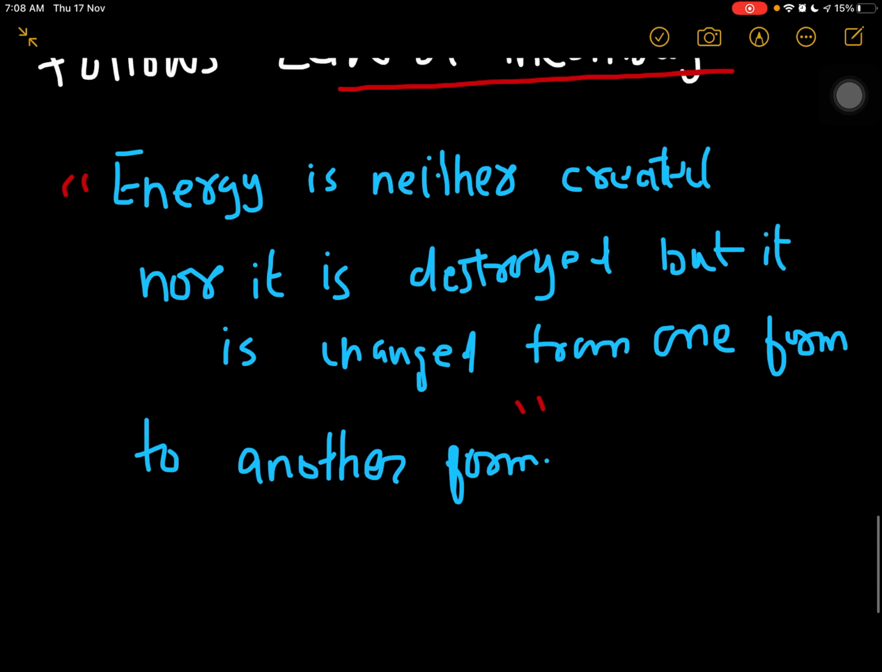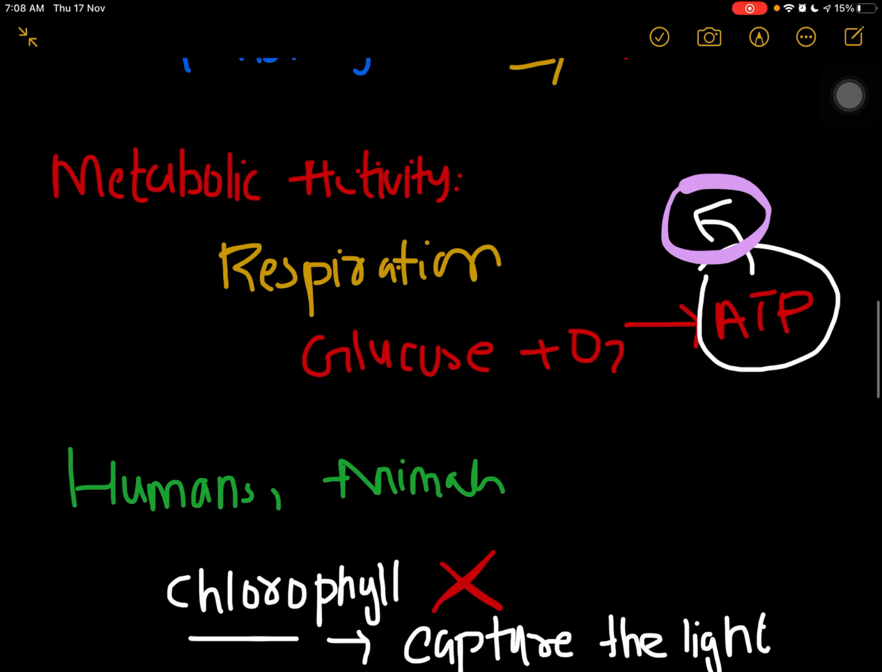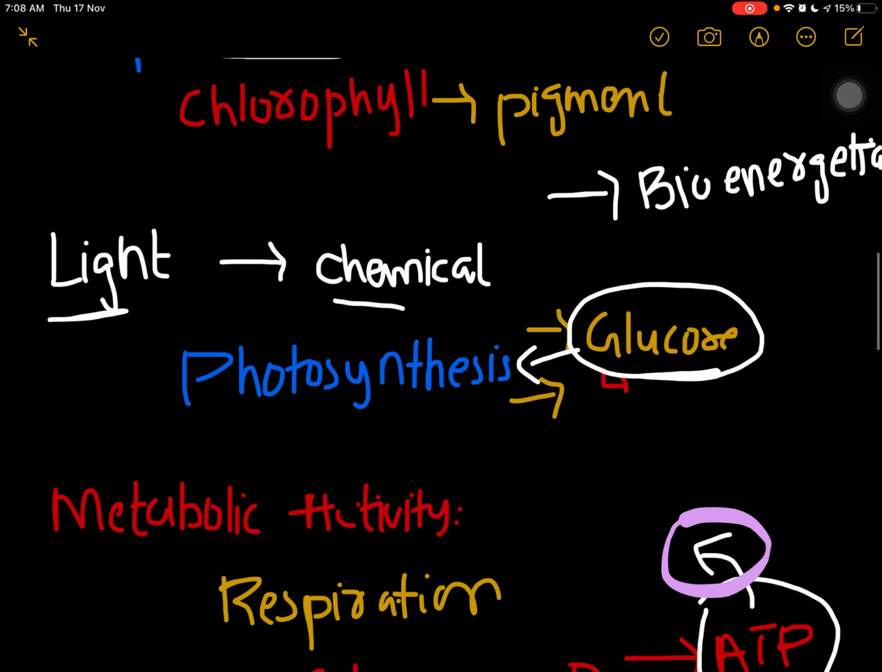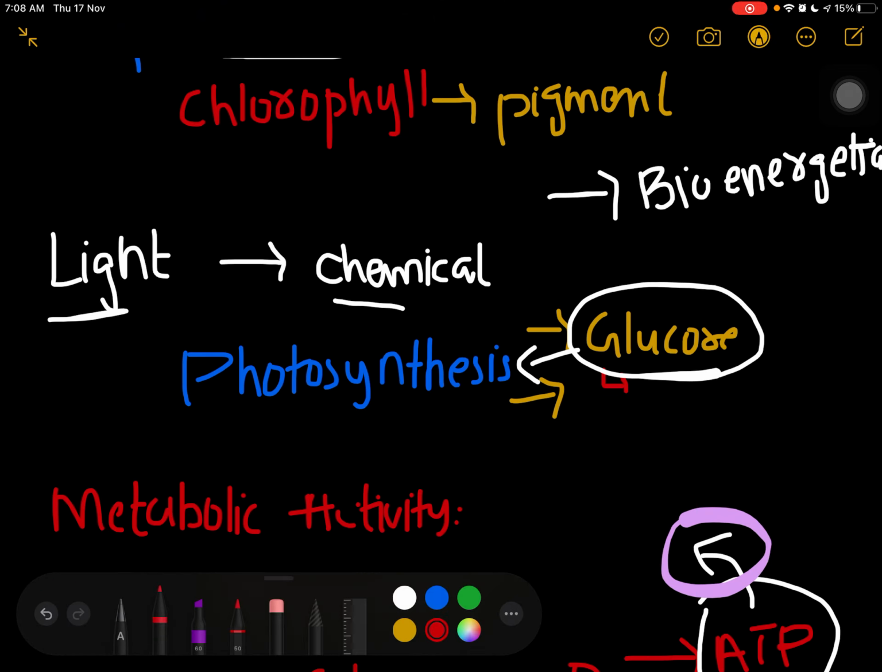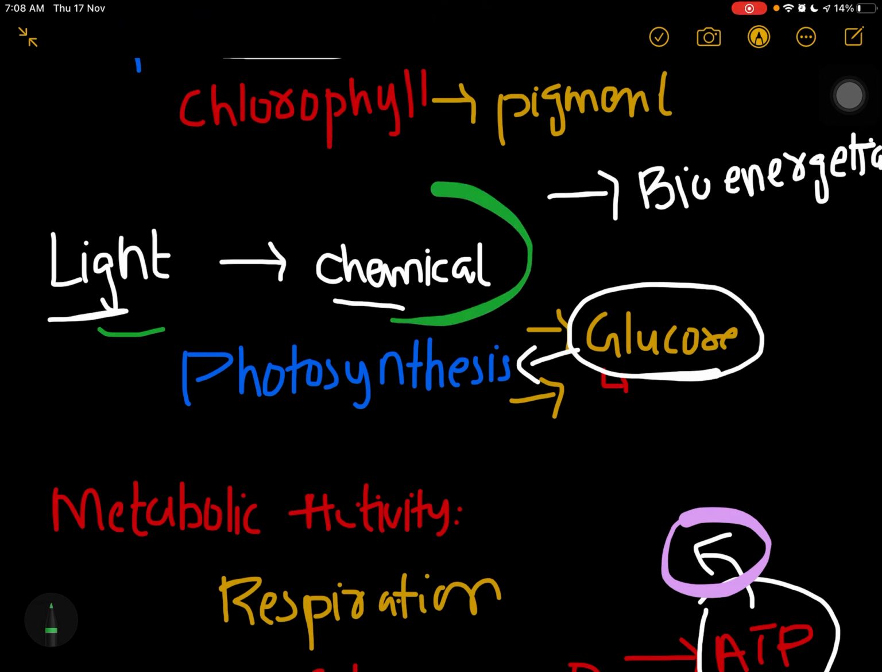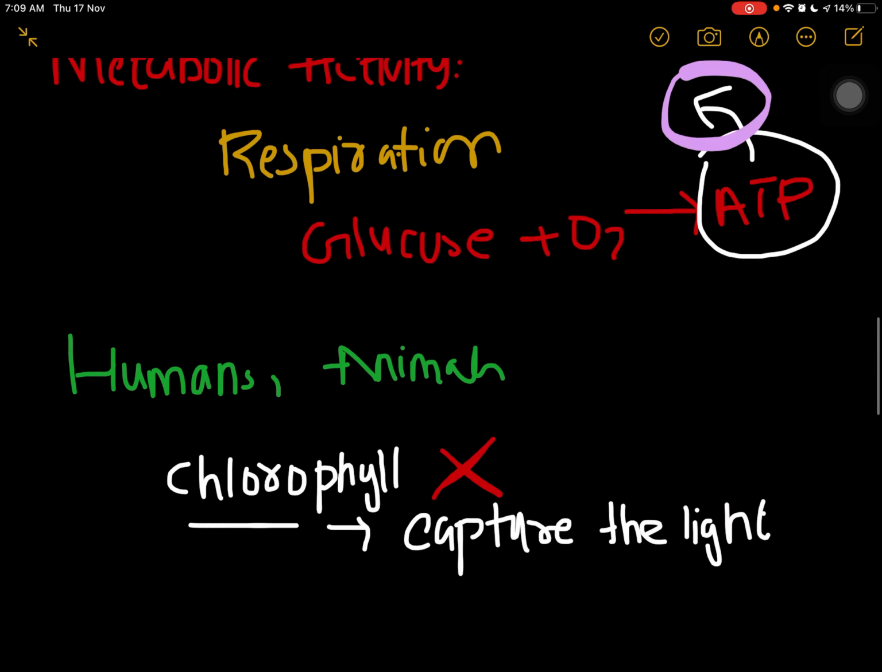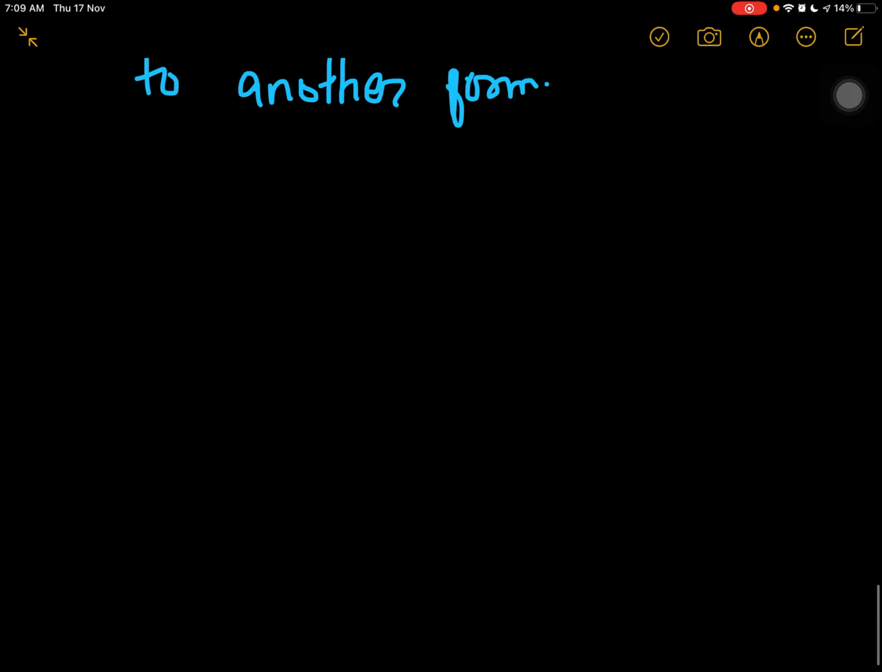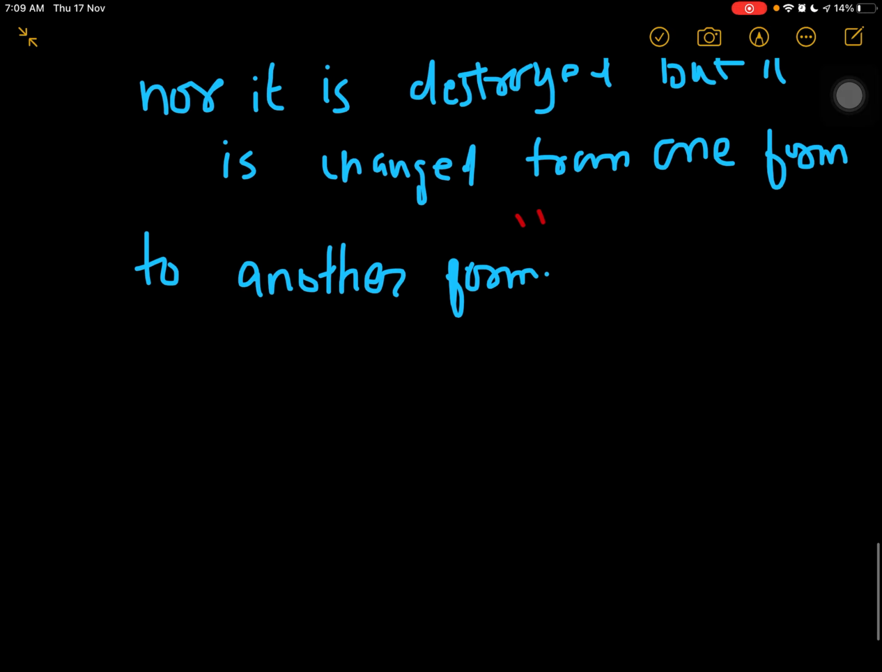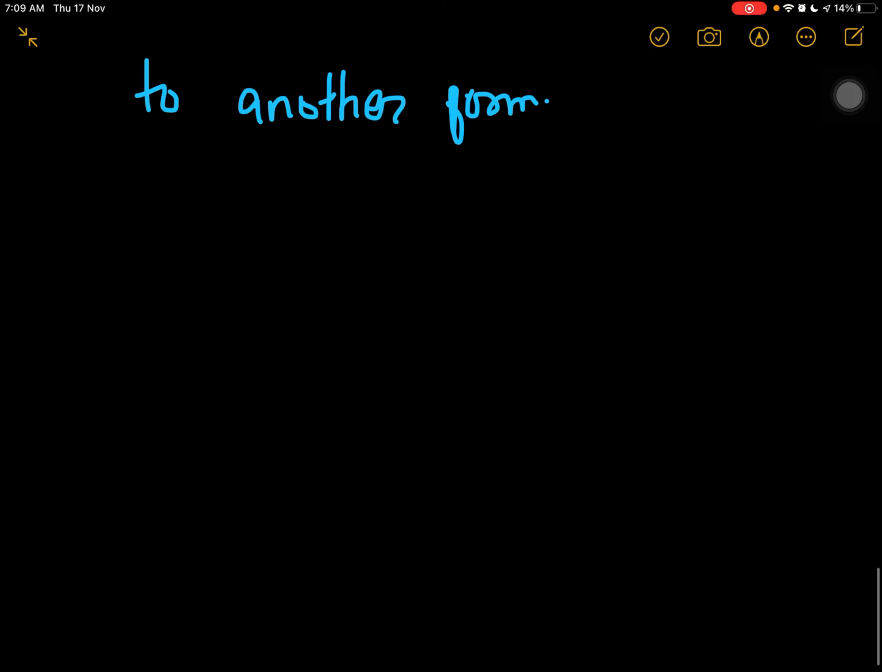As you can see over here, we have not created this energy, right? We have just changed its form from light energy to chemical energy. We have neither created nor destroyed this energy, right? I hope this concept is clear to you. If you have any queries, you can just comment. I'll be very glad to answer you guys, right? So let's move on.